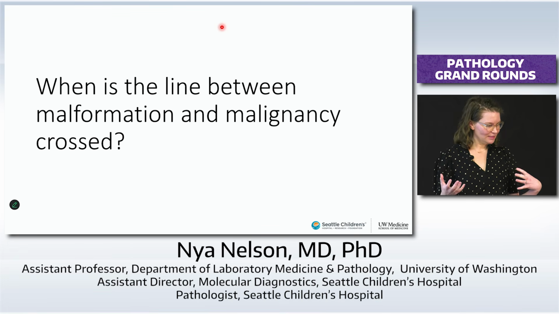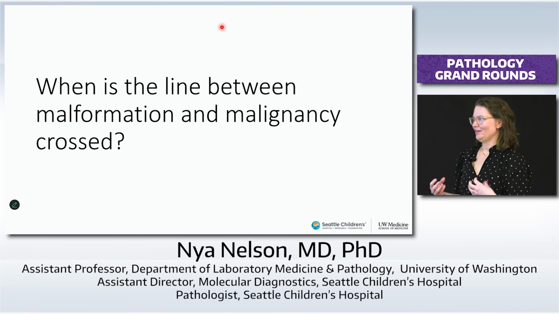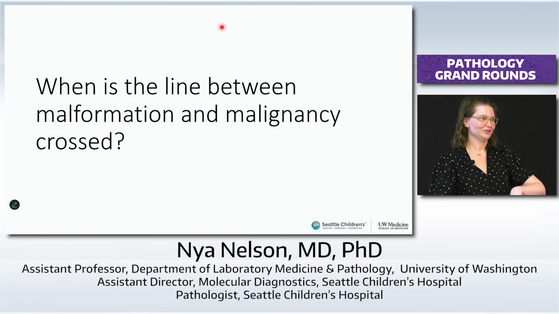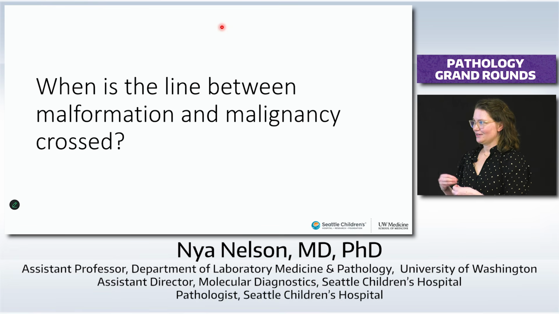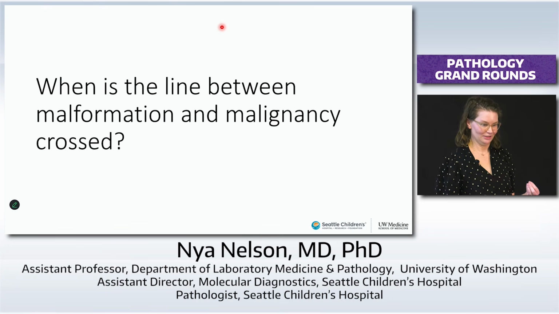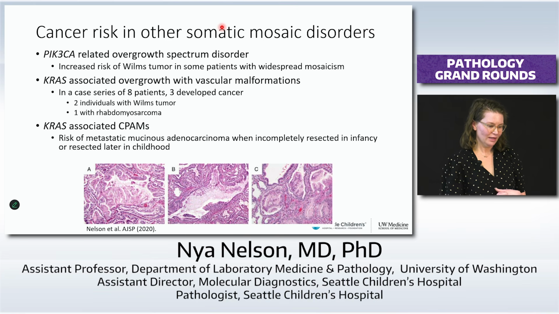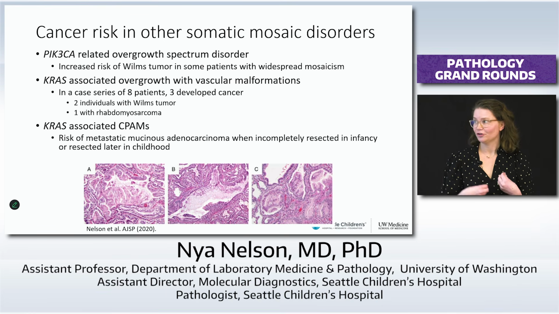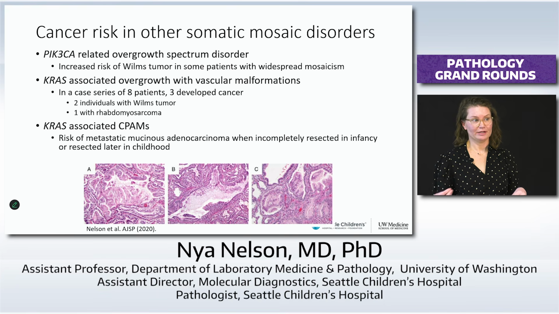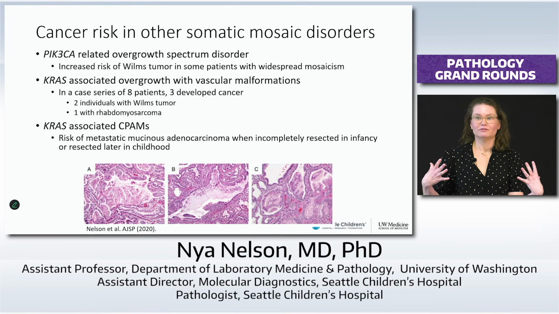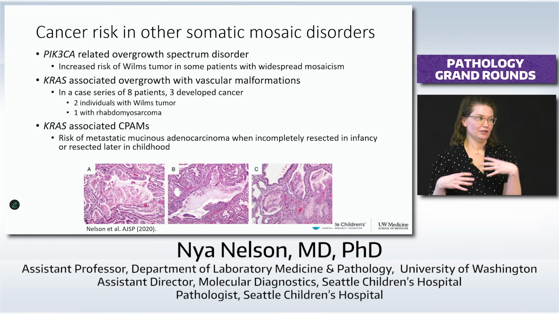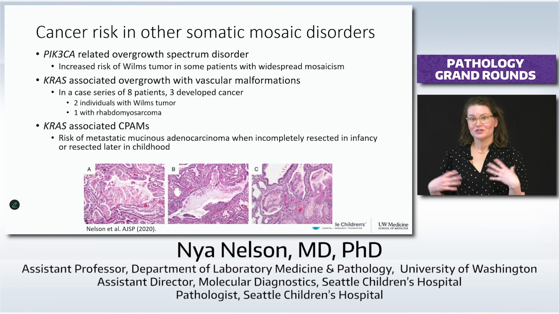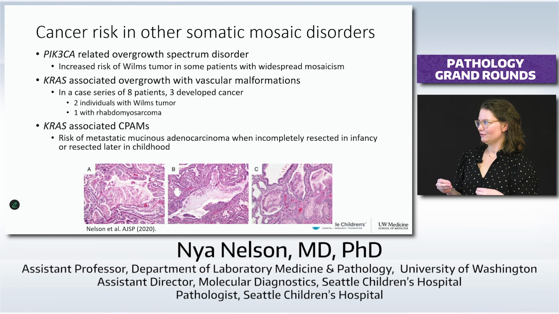So we have talked a lot today about the role that oncogenic variants and genetic complexity, these kind of typical cancer concepts, play in these developmental lesions. And so when do we actually cross that line, though, between malformation and malignancy? And we can turn to several of these disorders to give us a little bit of a hint. So for example, in patients that have PIK3CA-related overgrowth spectrum disorder, and specifically a very severe phenotype called CLOVES syndrome that's very widespread within the body, those patients have an increased risk of Wilms tumor. And we do actually screen those patients for Wilms tumor during the first few years of life.